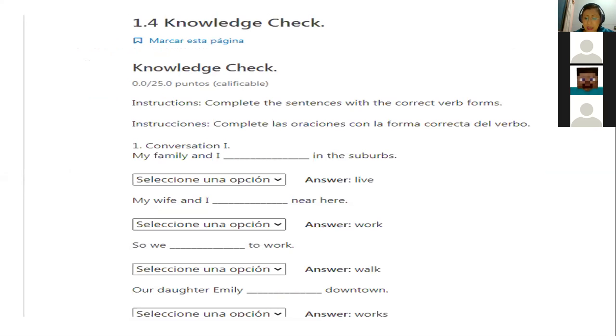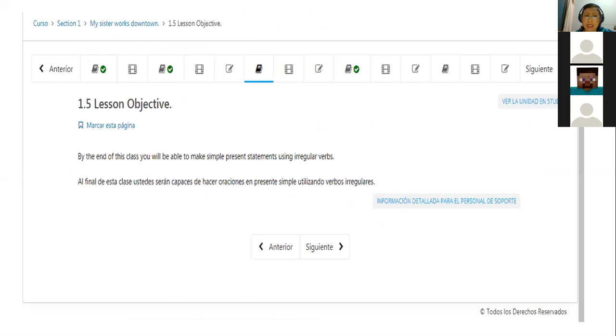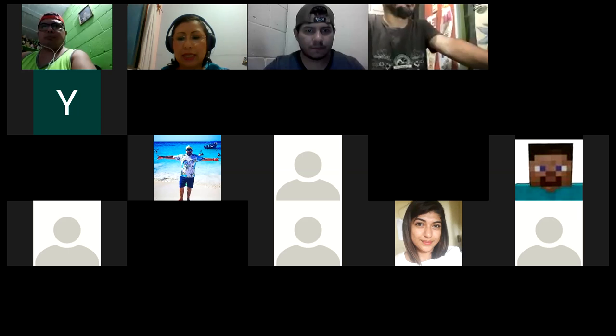And then later we will finish with a knowledge check. And at the same time, we are going to study how to make simple present statements using irregular verbs. So we have regular verbs and we have irregular verbs. So that's what we are going to study. I'm going to stop sharing the presentation of the platform. And I want to share the presentation that I have for you tonight.